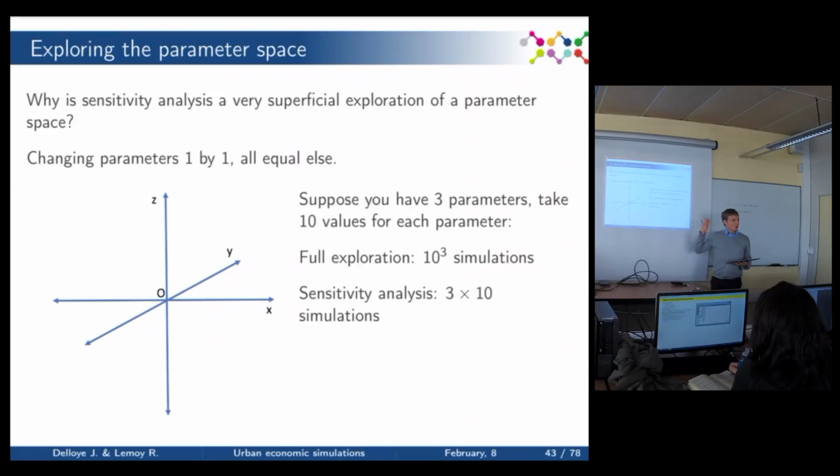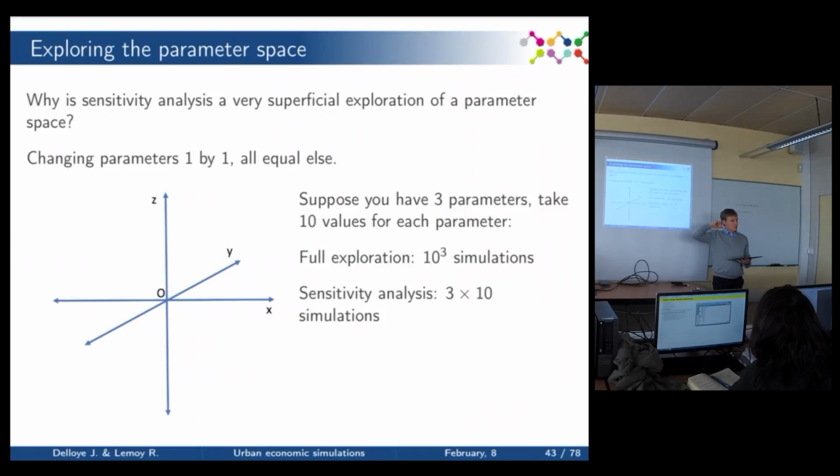So if you want to explore your model fully, you have to choose every combination of the 3 parameters with 10 values for each. So if you do one simulation per combination of values, it gives you 1,000 simulations, 10 to the 3. The sensitivity analysis in comparison is very simple. You just change each parameter separately. So you have just 3 times 10 simulations to do, 10 simulations per parameter.